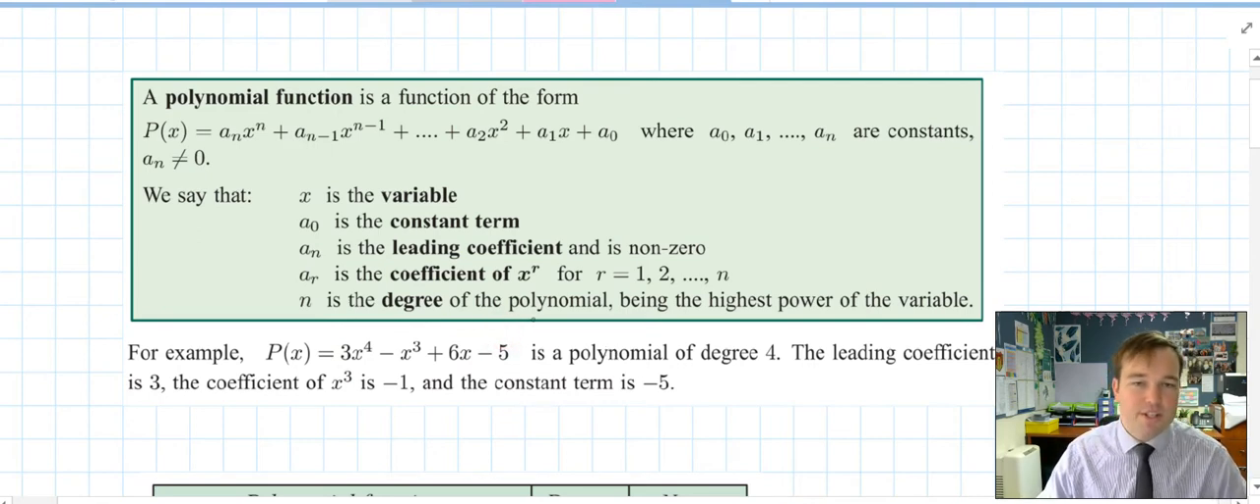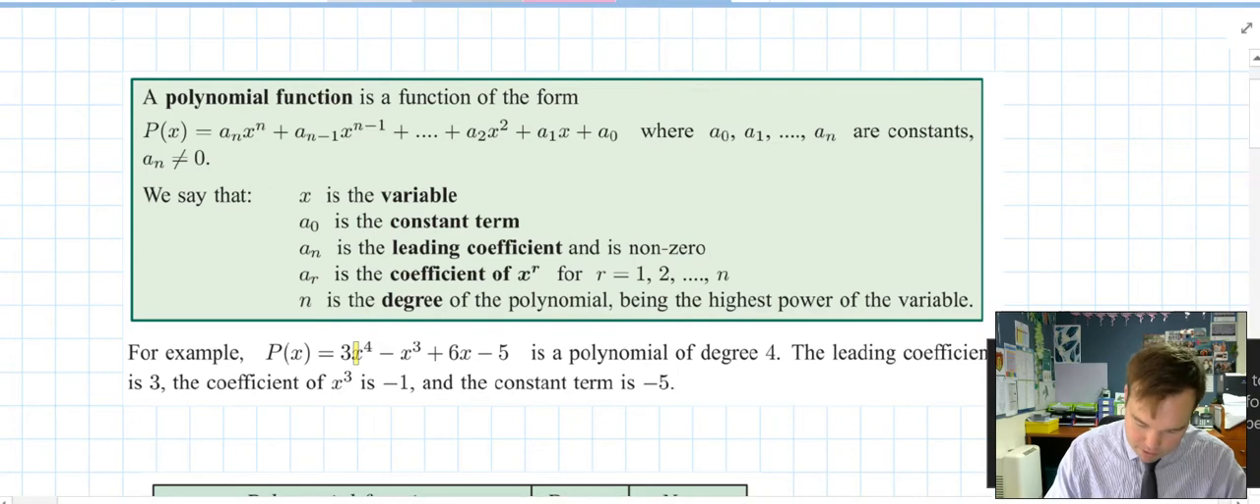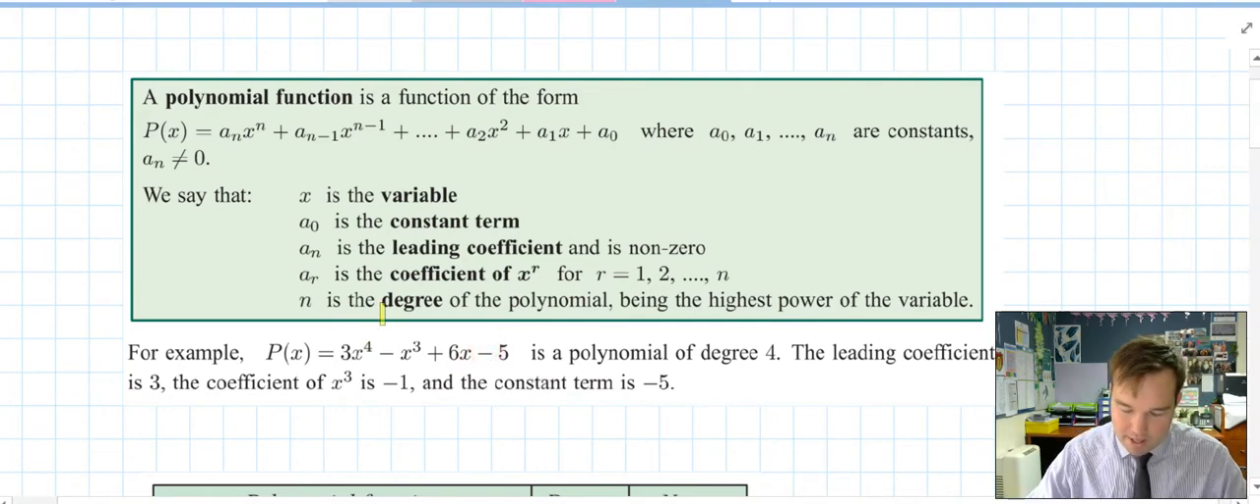And to start off with, there's just some terminology you need to know. x is the variable, so here are all the variables. The constant term is the one that typically hangs on the end, but note it's not always on the end. They enjoy tricking you. The constant term is the one that is not multiplied by any x term. So in our case here, it's the minus 5.